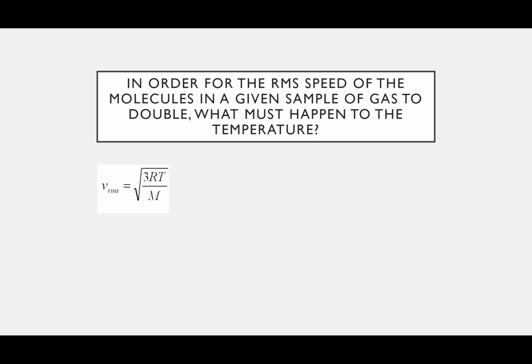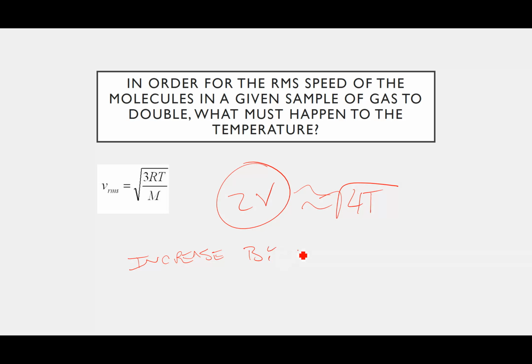Like we said last time, v_rms is equal to the square root of 3 times R, my ideal gas constant, times T, the temperature of the gas, divided by the mass of the gas. So what that means is that I would have to increase the temperature by 4, because it's under the radical, in order for the velocity to double. So what must happen to the temperature? It must increase by a factor of 4. That would be my answer.